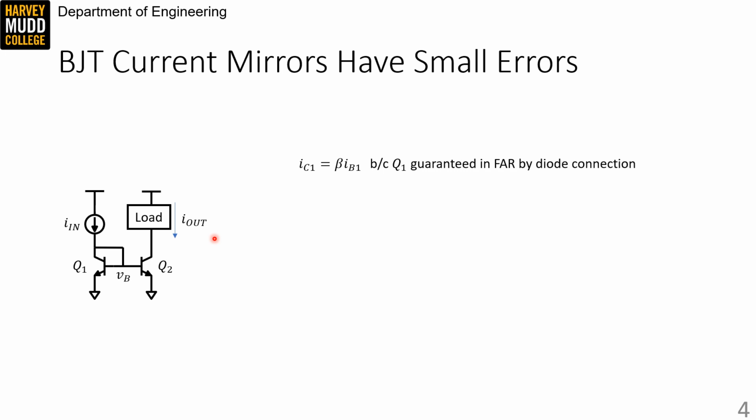Second, we recall from the previous slide that IB1 has to be the same as IB2 because VB is the same on both devices. Note that this equation is assuming Q1 is identical to Q2, which isn't all that safe of an assumption in normal transistor manufacturing processes. So a mismatch in Q1 and Q2, where like IS1 is not equal to IS2, results in current mismatches, and we'll look at that in more detail later.